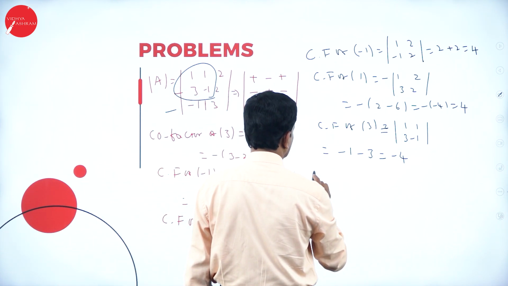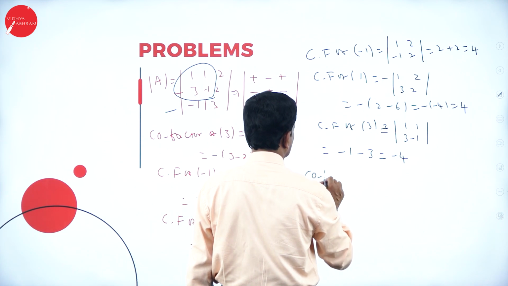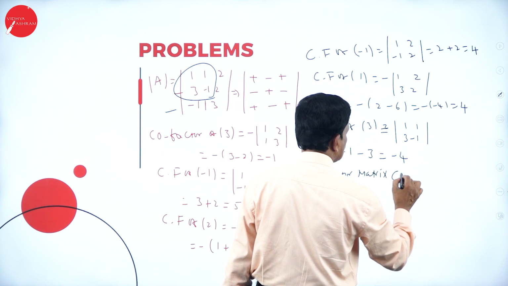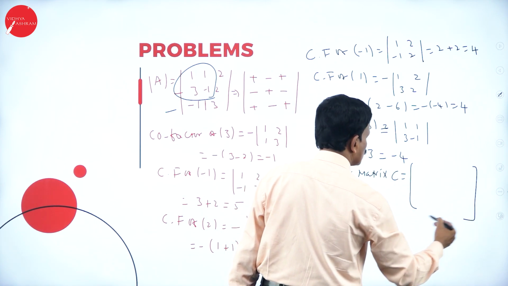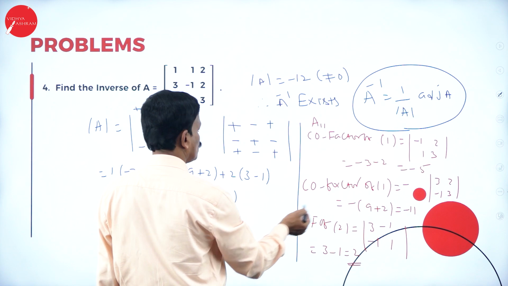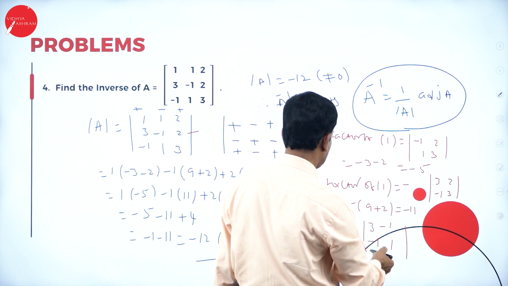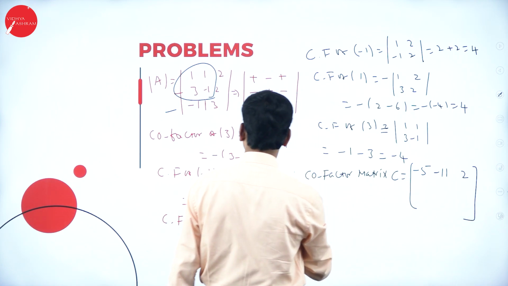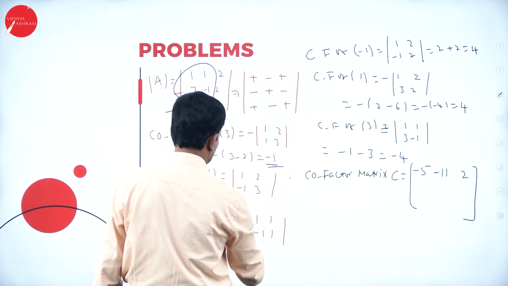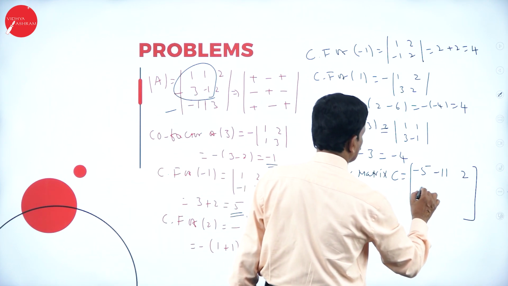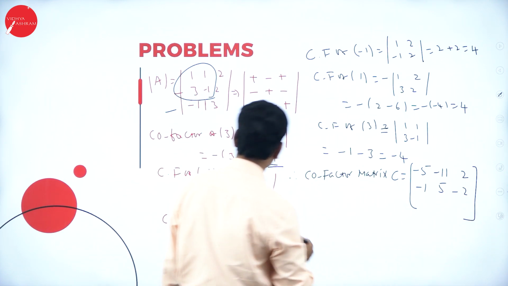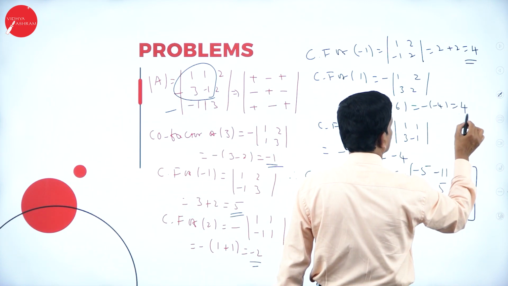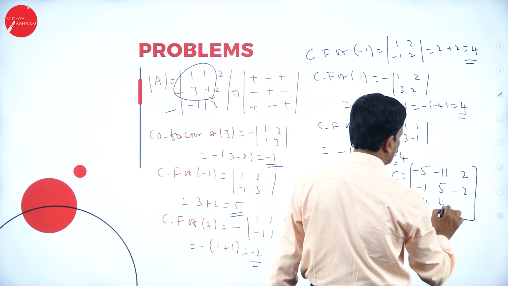So the cofactor matrix C is equal to, write down the cofactors. What are the cofactors in the first row? First row we got minus 5, minus 11 and plus 2. For the second row, what are the cofactors? Minus 1, plus 5 and minus 2. And in the third row, what are the cofactors? Plus 4, 4 and minus 4.